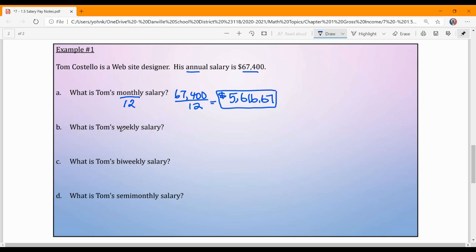So for part B, what is Tom's weekly salary? Well, weekly is 52. So I'm going to take the annual salary again, which is the 67,400, and I'm going to divide by 52 paychecks this time. This will give me a weekly salary of $1,296.15.